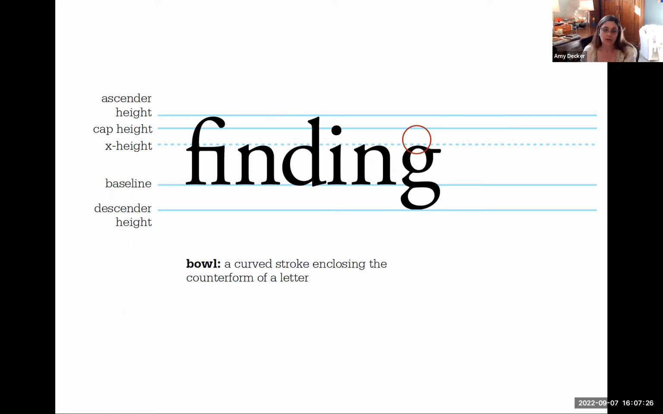Bowl: a curved stroke enclosing the counter of a letter. The counter is this enclosed space in the center of a letter, and a bowl is only on enclosed spaces. So what other letter in this word would have a bowl in addition to the G? You can type it into the chat or just turn your mic on. Right, the lowercase d, correct.